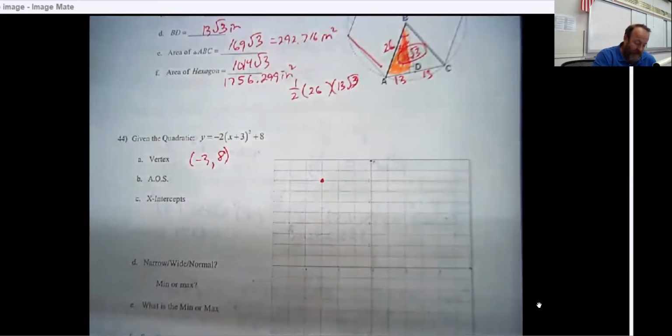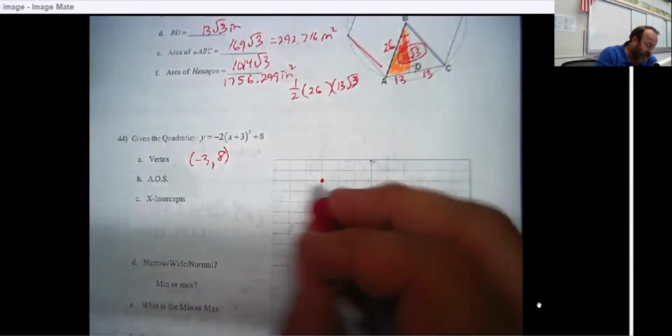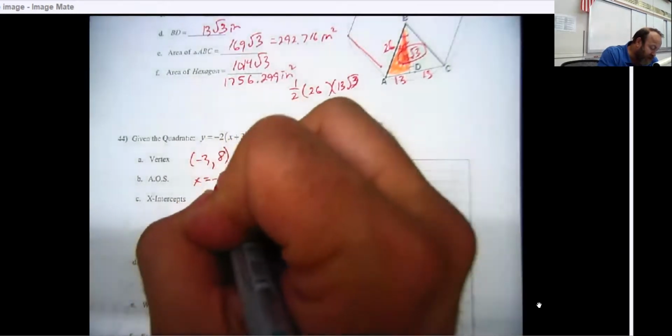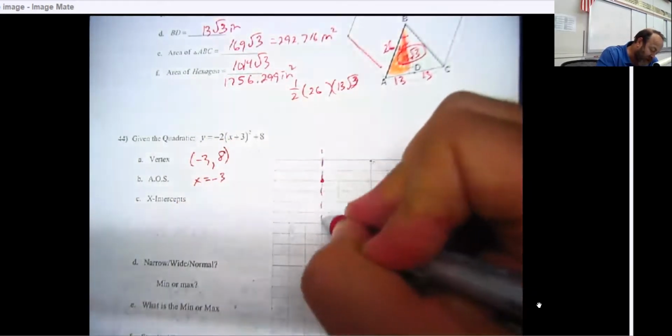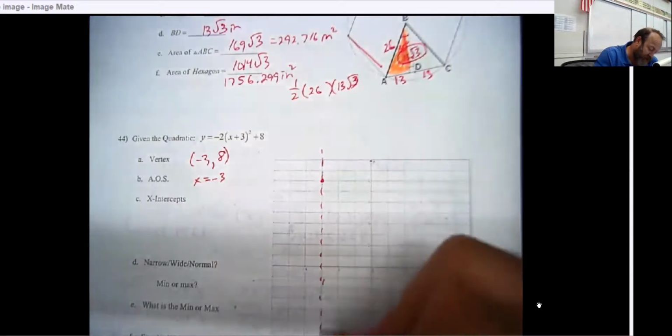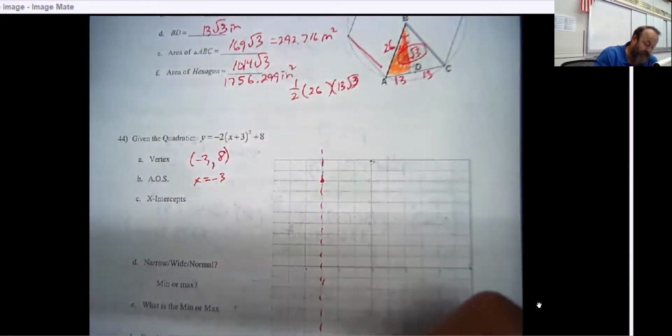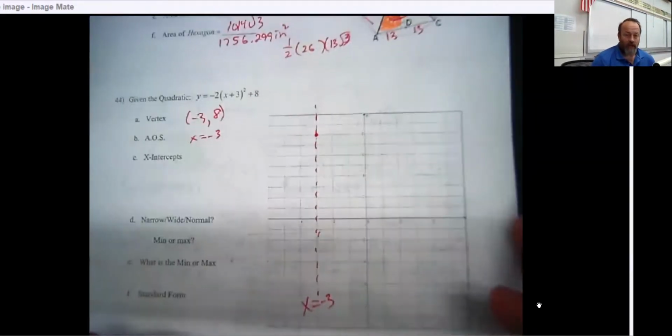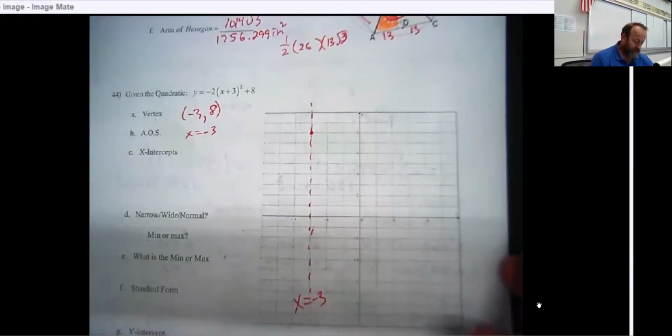My axis of symmetry is a vertical line that goes right through the middle of that vertex, which would be x equals -3. It's a line that comes down here like this. Nice little vertical line, x equals -3. I like to label them personally.